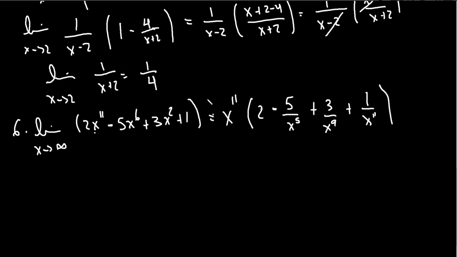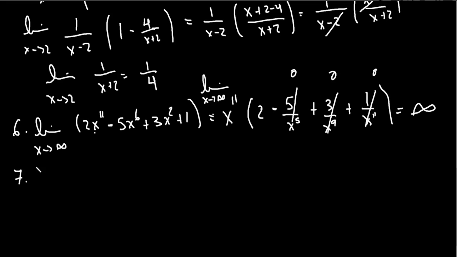So now look what happens when you, and of course there's a limit as x approaches infinity here. So look what happens when I plug in infinity here. 5 over infinity is 5 over a really large number, so this term will go to 0. This term as well, and this term as well, so I'll get infinity times 2, which is a really, really large number, infinity.